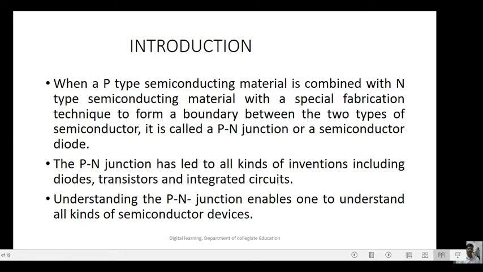Introduction. When a P-type semiconducting material is combined with N-type semiconducting material with a special fabrication technique to form a boundary between the two types of semiconductor, it is called a PN junction or a semiconductor diode. The PN junction has led to all kinds of inventions including diodes, transistors and integrated circuits. Understanding the PN junction enables one to understand all kinds of semiconductor devices.